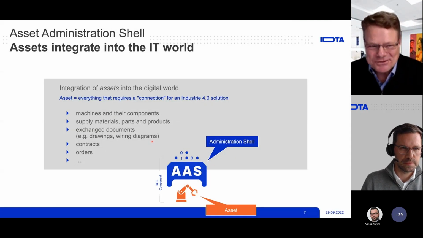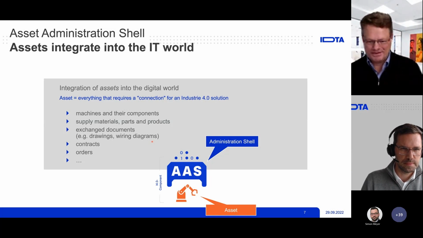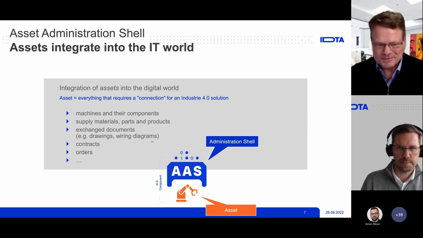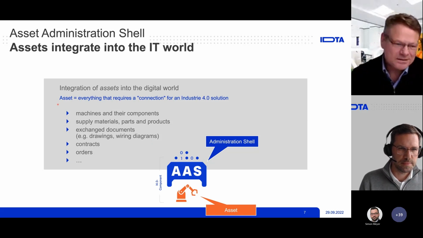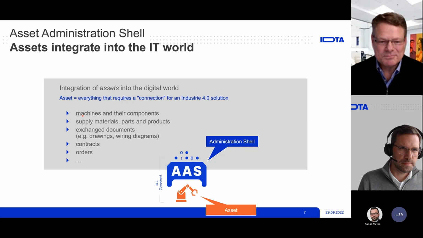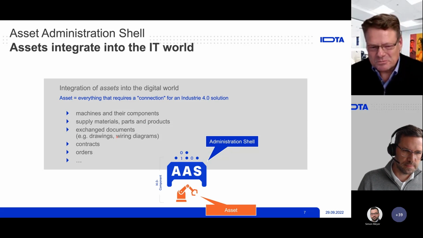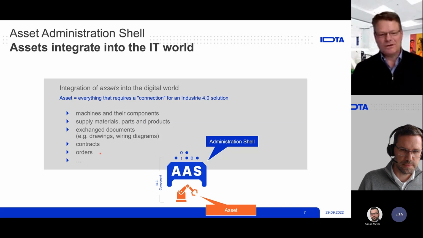Let's do a hard switch to the asset administration shell. So in industry, when we talk about industry, we are mainly talking about things or assets. So it's stuff that we produce, stuff that we sell, stuff that we purchase. And we call that an asset in Industry 4.0. So it's machines, their components, supply materials, parts, products, but also documents, for example, could be an asset, contracts, orders. We all put them into the assets category.